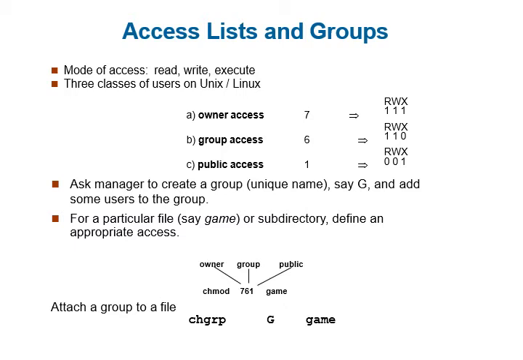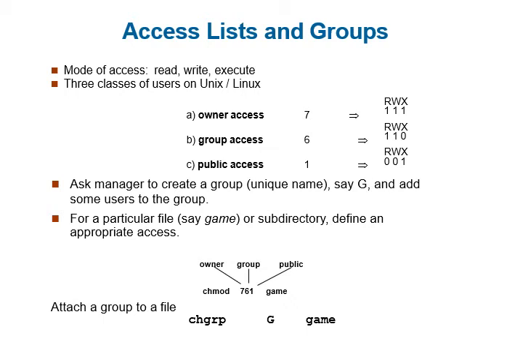For example, if I want to give permission for a game file, the chmod, that is change mode permission, for the owner, group and public, I can give 761. The file name here is game. So for the game file, the owner has full rights, the group user has only read and write, and the public has only execute permission.